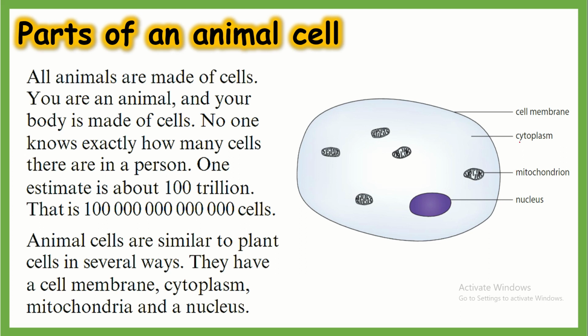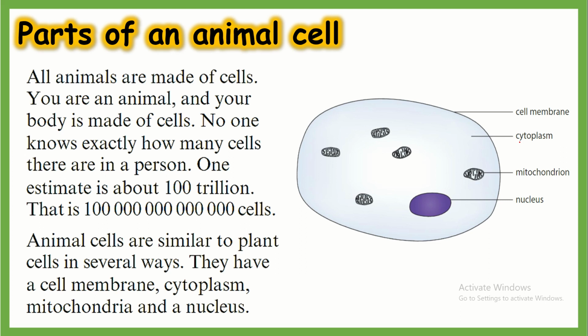The next one is the cytoplasm. Cytoplasm is a fluid-like structure. It is a jelly-like structure. All the components of the cell, including mitochondria, nucleus, and we will be having some vacuoles, Golgi bodies, all these things, they float in cytoplasm.